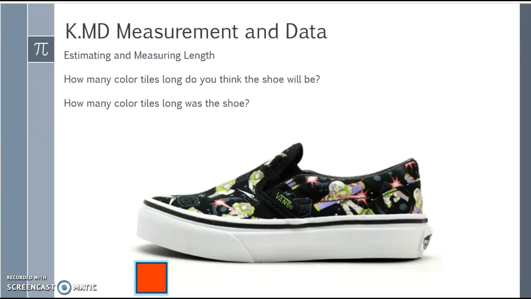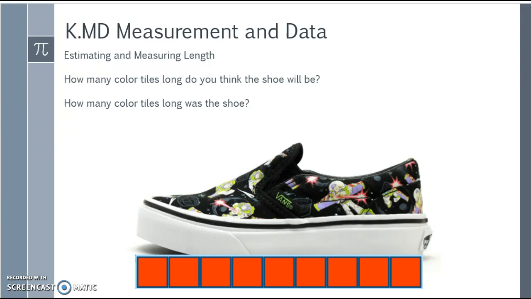We're going to now estimate and measure length. Using the color tile below, the red one there, how many color tiles long do you think the shoe will be? Take a moment before going on to the next slide. Well, let's count them. 1, 2, 3, 4, 5, 6, 7, 8, 9. 9 color tiles long. Now note that that is our unit.